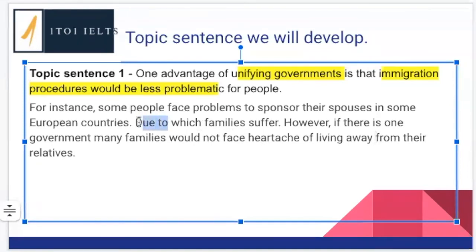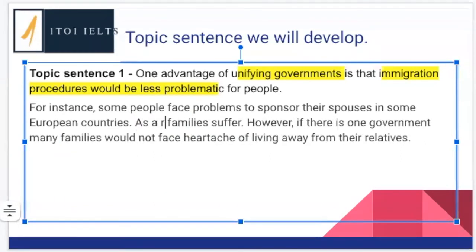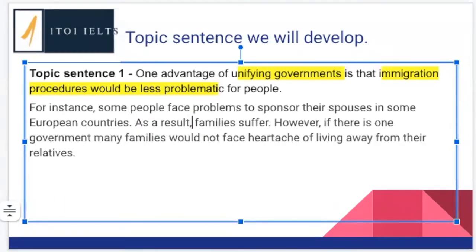I would say rather than "due to which," could someone think of a better expression here? Ooh, "as a result," yeah, as a result. So that definitely works. Actually, I think that's probably the simplest. As a result. Some people face problems.